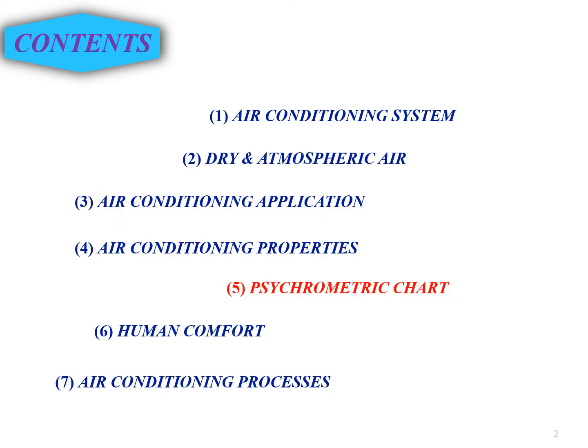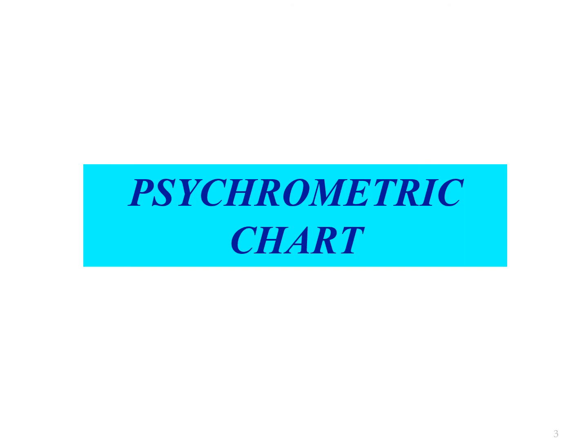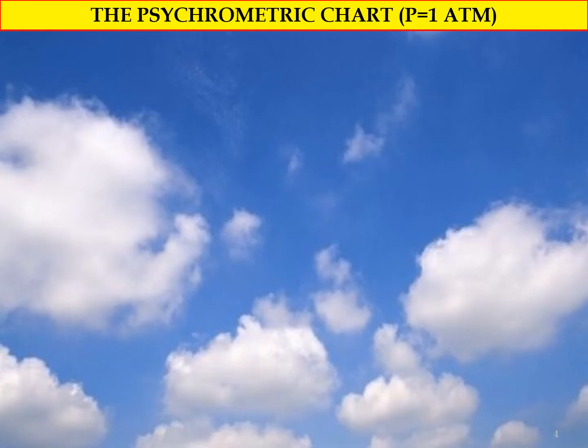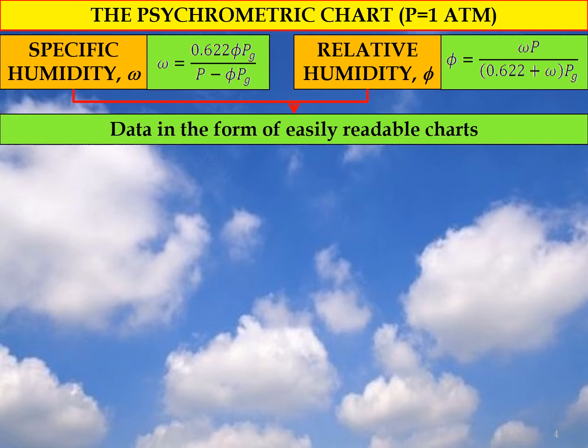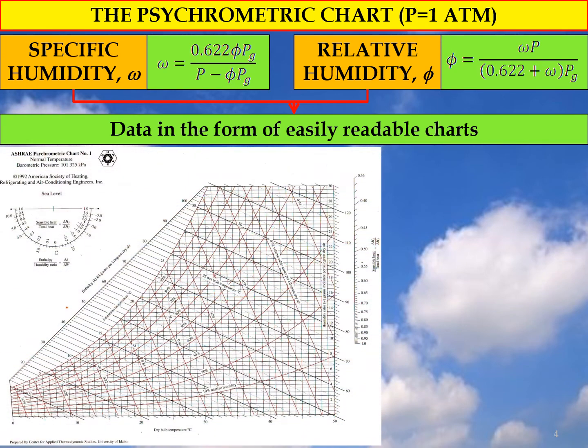In this video, I'm going to explain subtopic number 5, psychometric chart. Psychometric chart at 1 atm, which is the atmospheric pressure. As we all know, we are interested in the specific humidity and relative humidity in the air conditioning system. And we have one chart. We can easily read these two pieces of information based on the chart, which is the psychometric chart. And this is the psychometric chart.